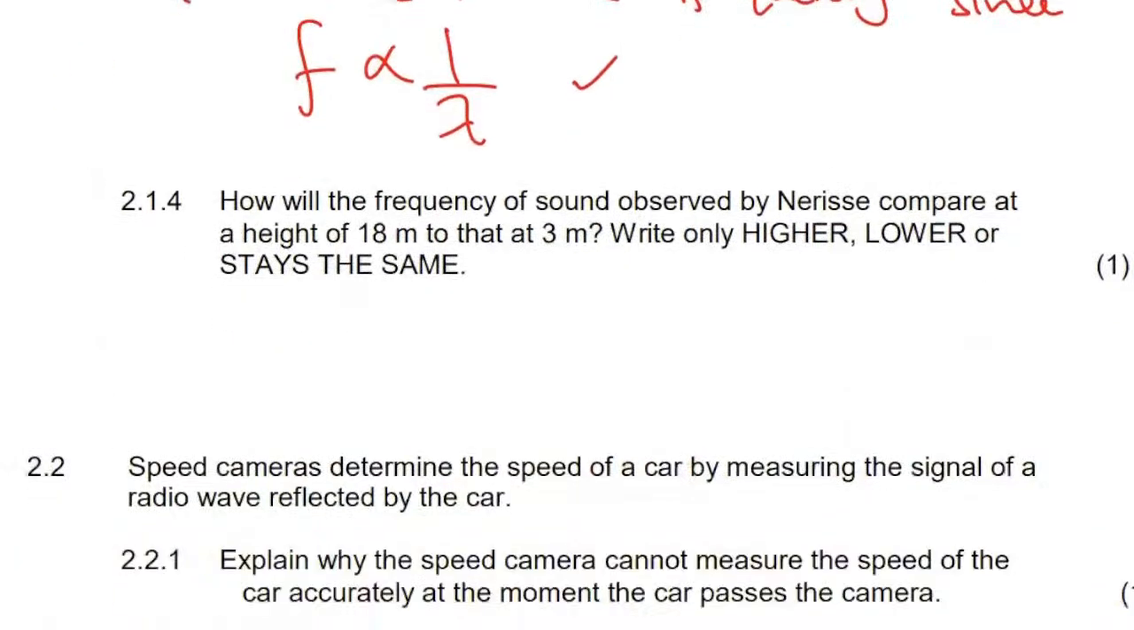Then 2.1.4: how does the frequency of sound observed by the lady at the bottom at the height of 18 compare to that at the height of 3 meters? Only higher or lower. So at the height of 18, there is a certain frequency that we had. But this 3 meters is way closer to this lady, which means the frequency must be even higher. So the frequency is going to be higher since it's moving closer.